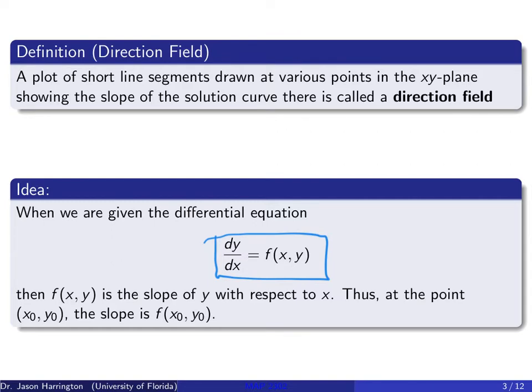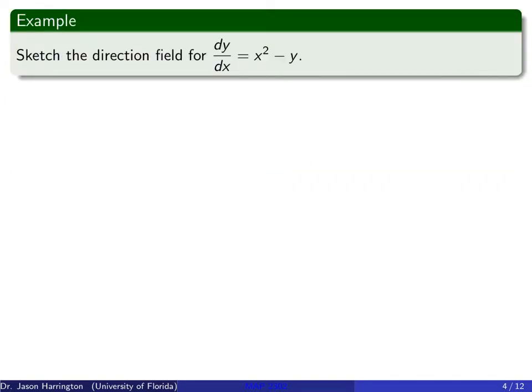So we're actually given the derivative, and then we just basically have to put the points inside the derivative to figure out what the slope is. So let's go ahead and do an example. I want to sketch the direction field for dy over dx equals x squared minus y.